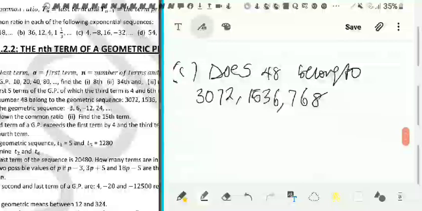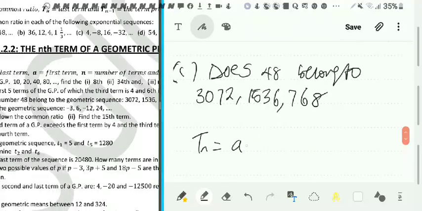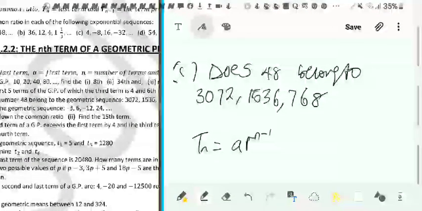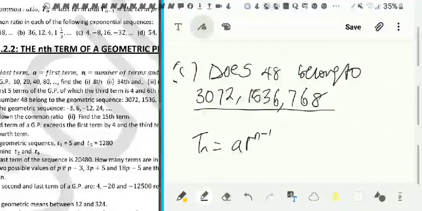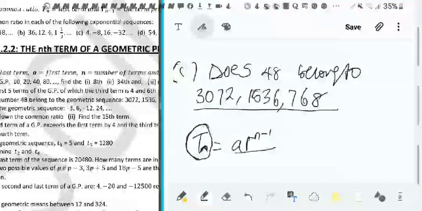If it belongs, n is going to give us a natural number. So what we want to check is what term, if we have Tn equals AR raised to the power of n minus 1. If 48 belongs to this sequence of numbers, which nth term will it be?